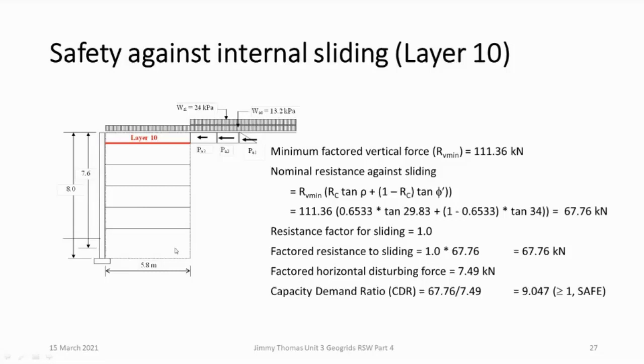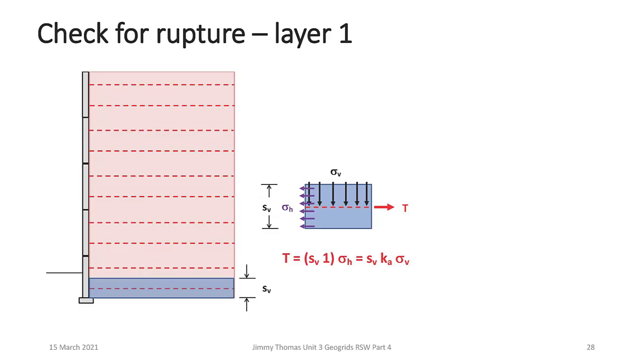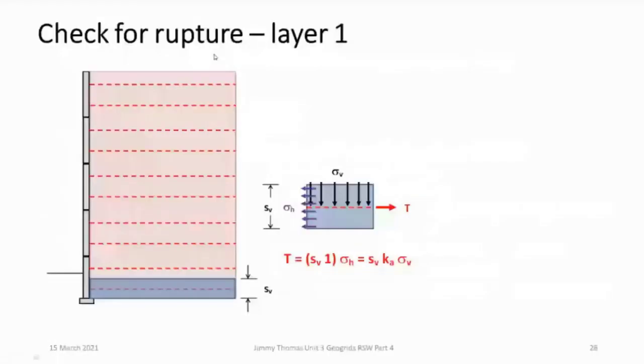So if internal sliding does occur, it will be on the bottom 1 or 2 layers. As we come to the top, the factor of safety will increase. So right now it is safe, but sometimes if we find that the factor of safety is less than 1 in 1 or 2 layers, we have to increase the length to make the factor of safety adequate. Then we have to check for rupture, and we have seen this earlier.